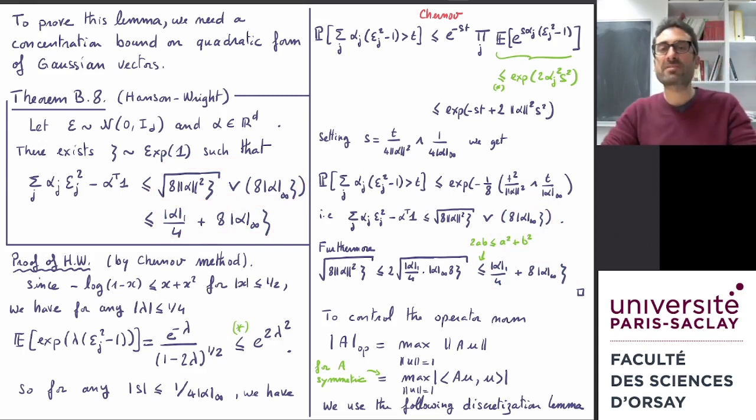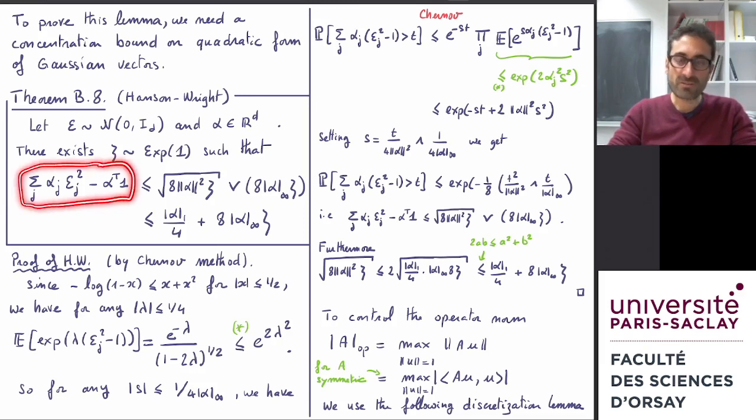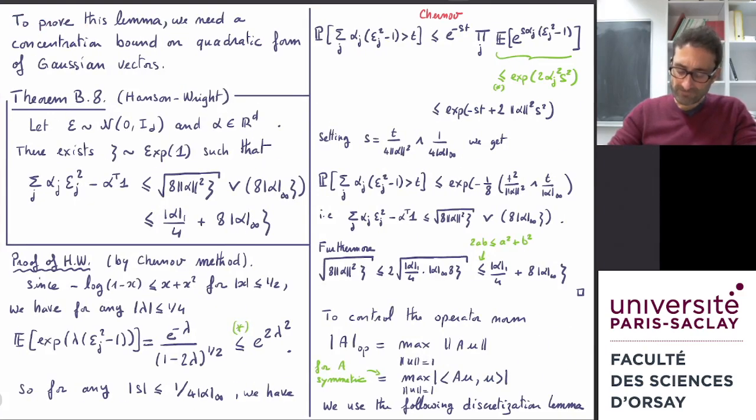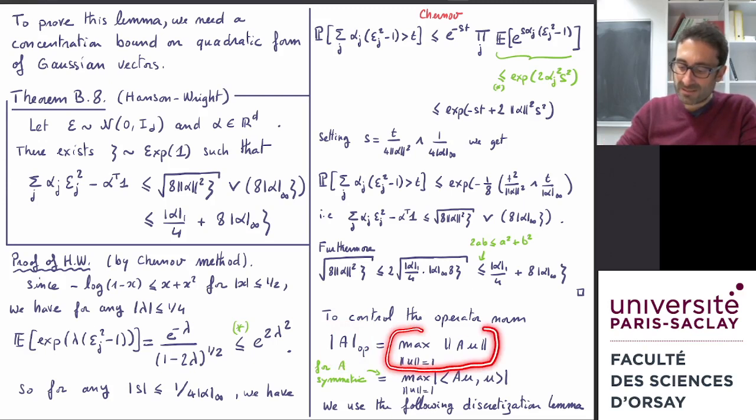So this was the first technical result that we needed, which is an upper bound on the deviation of a quadratic form of a Gaussian random variable. So I remind you that what we want is to analyze the spectrum of some random matrices. I want to say something about the operator norm of some random matrices. So what is the operator norm of a random matrix? Well, you know that it is equal to this quantity. This is the maximum of the norm of AU over all the U that are in the sphere.